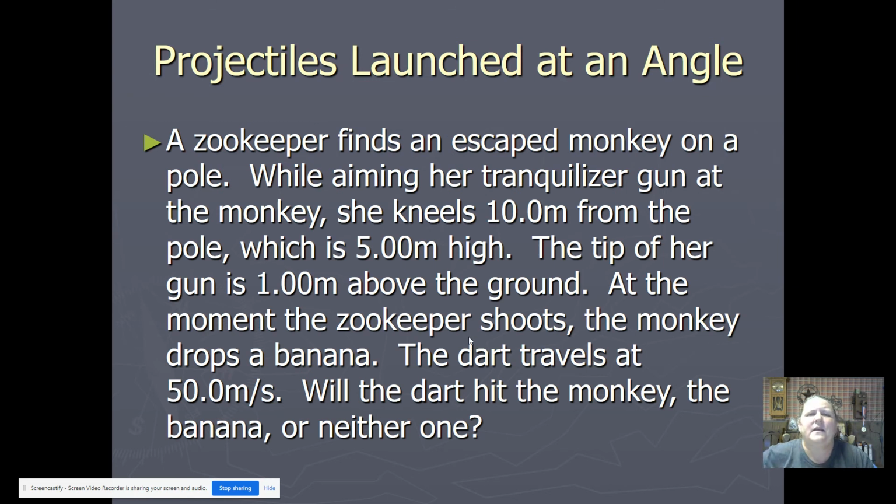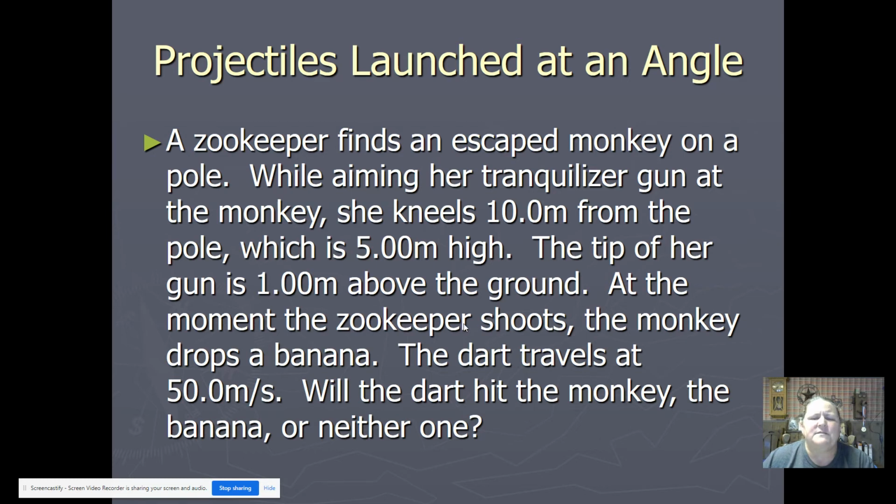Okay. A zookeeper finds an escaped monkey on a pole. While aiming her tranquilizer gun at the monkey, she kneels 10 meters from the pole. Okay, in your mind, picture a monkey on a pole, with the zookeeper kneeling on the ground 10 meters from the pole, which is 5 meters high. The tip of her gun is 1 meter above the ground.